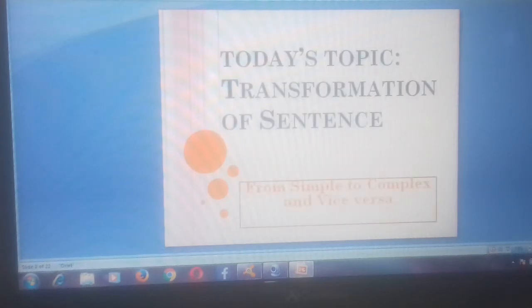Today's topic is transformation of sentence, and from this vast topic we will discuss only a section, that is from simple to complex and vice versa, from simple to complex and complex to simple.